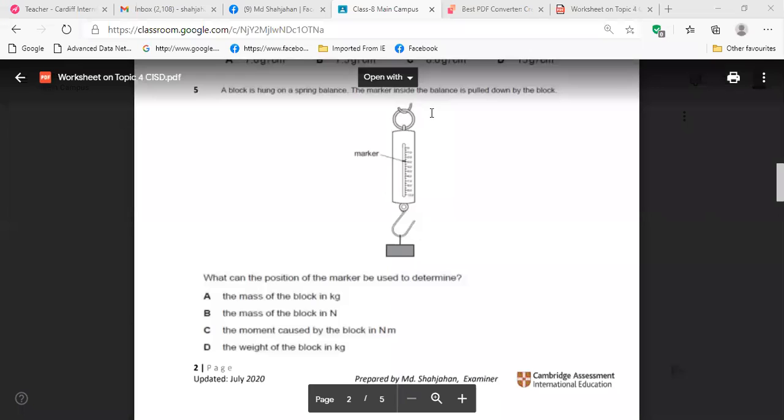Okay, good. So what is your answer? So the mass of the block in Newton. Wait, let him say. Taki, what's your answer? Sir, I think A. Your answer is A. Okay.